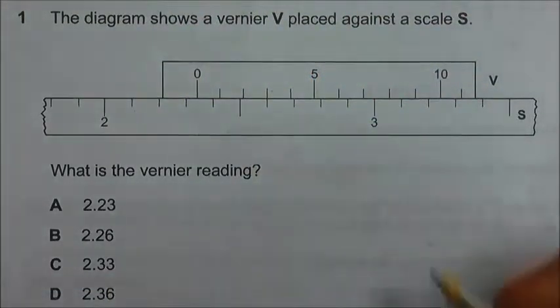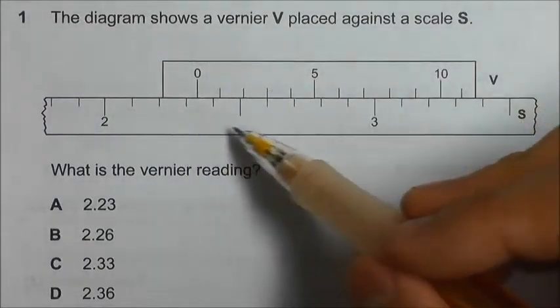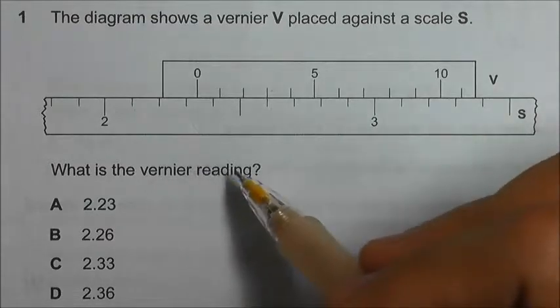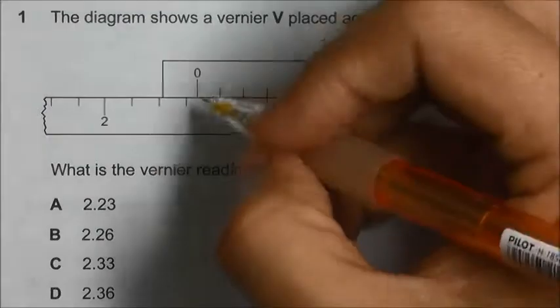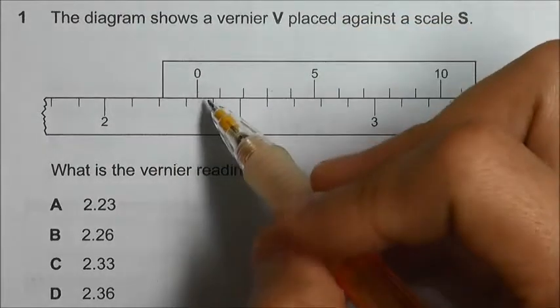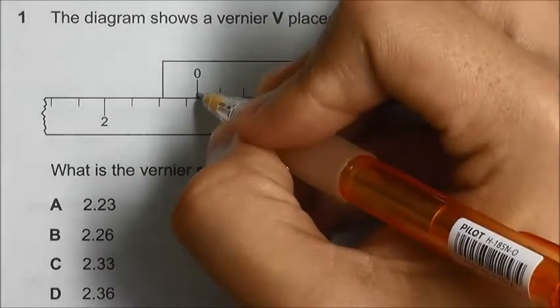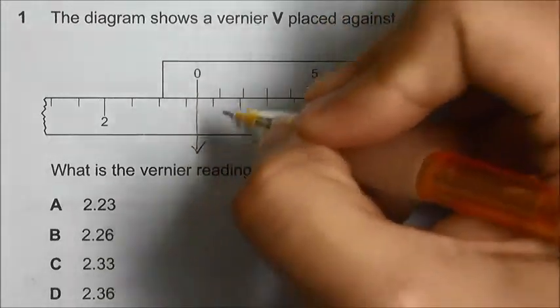Okay, we have a vernier caliper here. So we have the main scale on the bottom and the vernier scale on top. So how do we read the vernier caliper reading? We will start from the 0 on the vernier scale. So this is the point that we are trying to read.